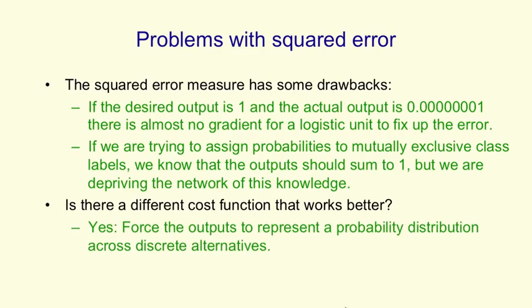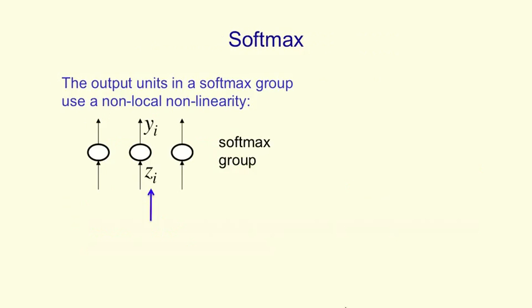What we need to do is force the outputs of the neural net to represent a probability distribution across discrete alternatives, if that's what we plan to use them for. The way we do this is by using something called a softmax. It's a kind of soft continuous version of the maximum function. So the way the units in a softmax group work is that they each receive some total input that they've accumulated from the layer below. That's Zi for the ith unit, and that's called the logit. And then they give an output Yi that doesn't just depend on their own Zi. It depends on the Z's accumulated by their rivals as well.